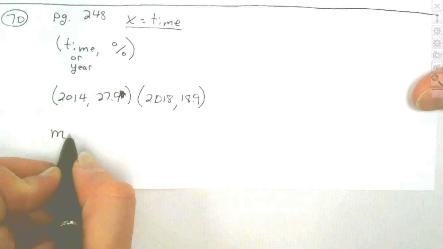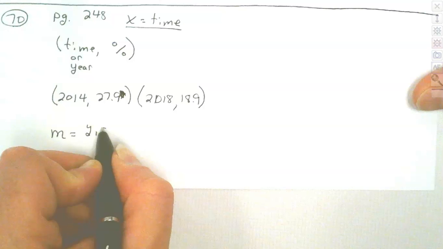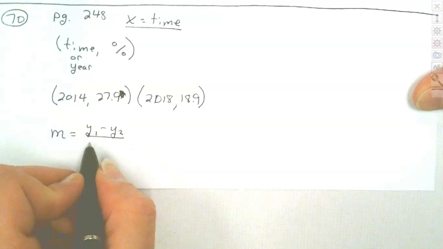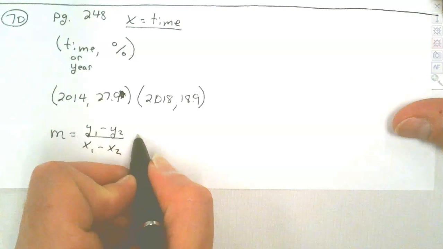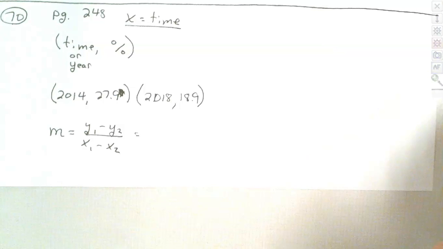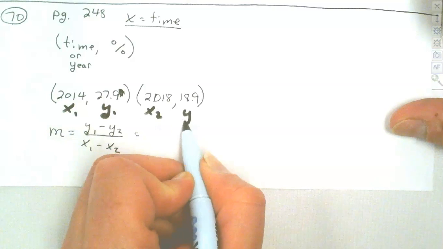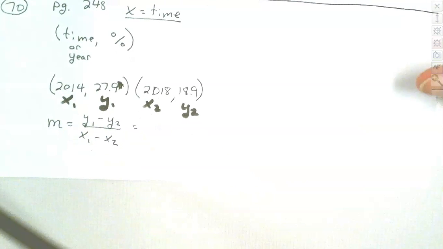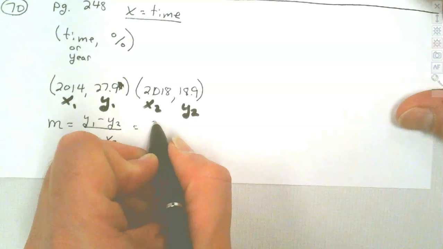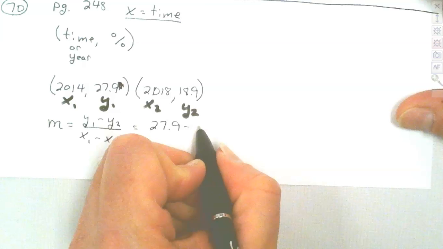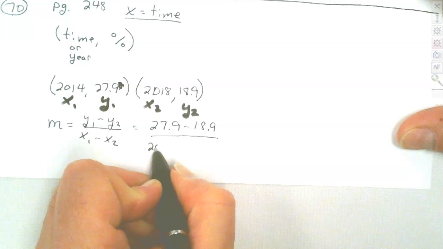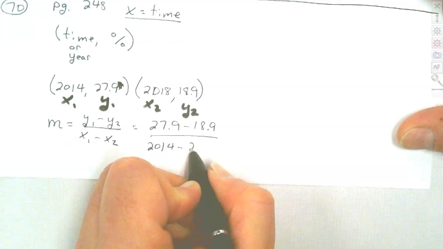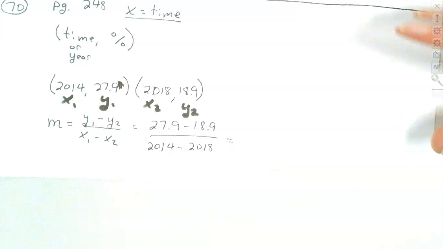So let's find our slope. Remember, that's y1 minus y2 over x1 minus x2. Plug in our values, and sometimes it helps to label them: x1, y1, x2, y2. So plugging in our values, that would be 27.9 minus 18.9 over 2014 minus 2018. So let's quickly work this out.